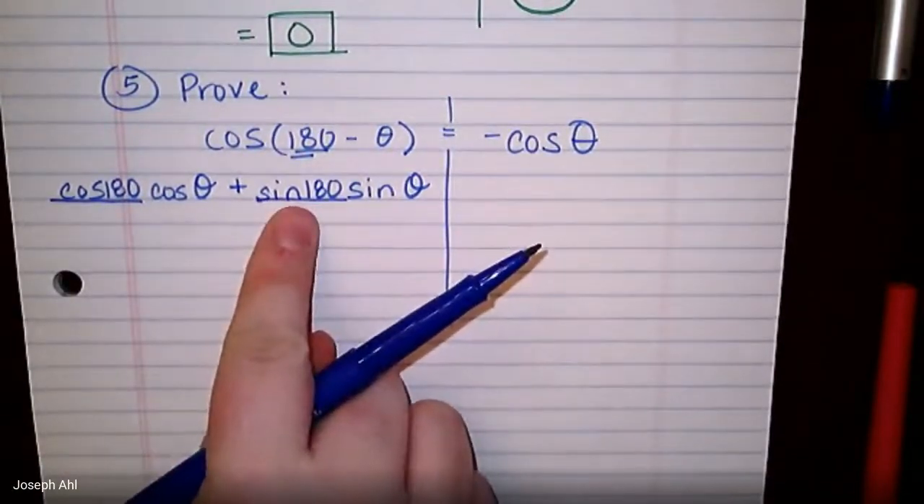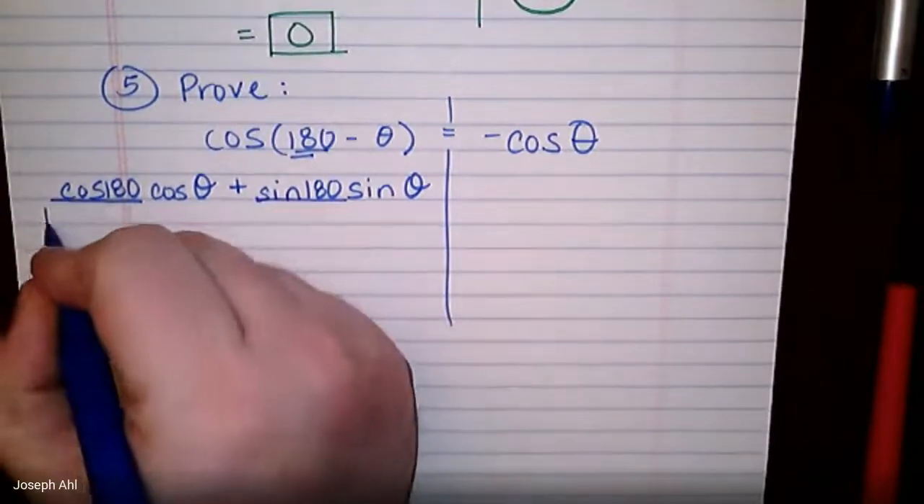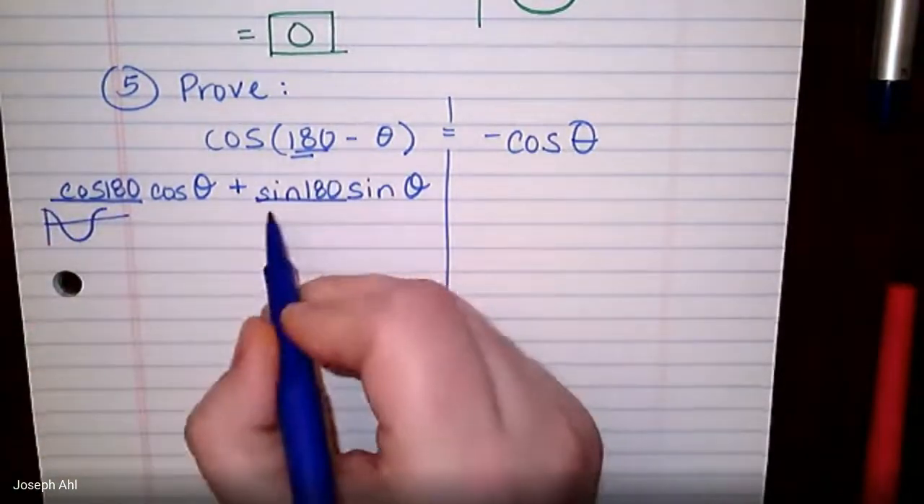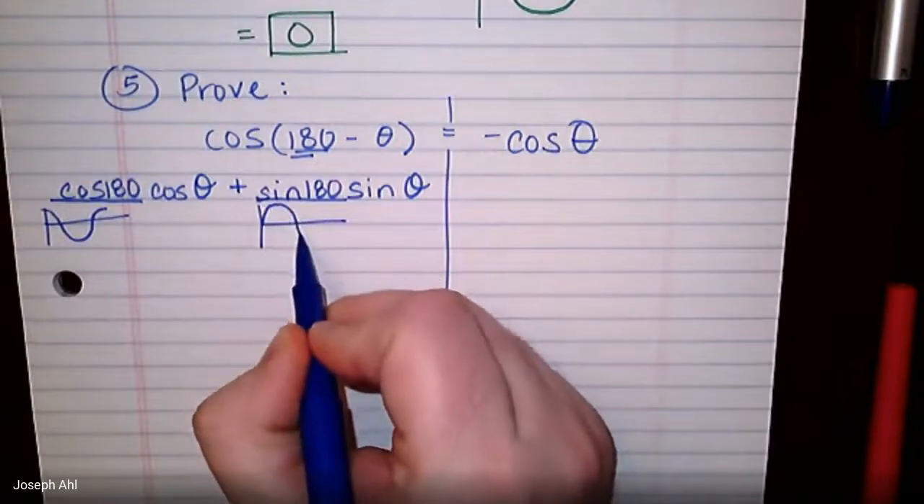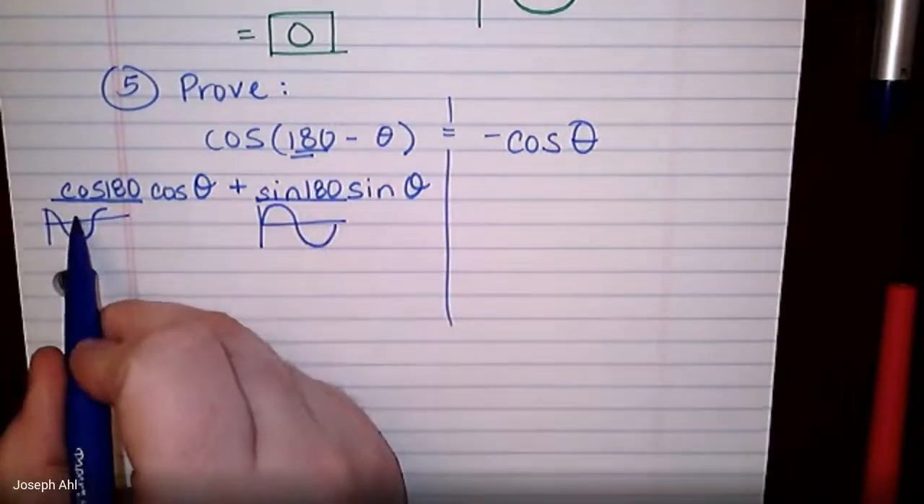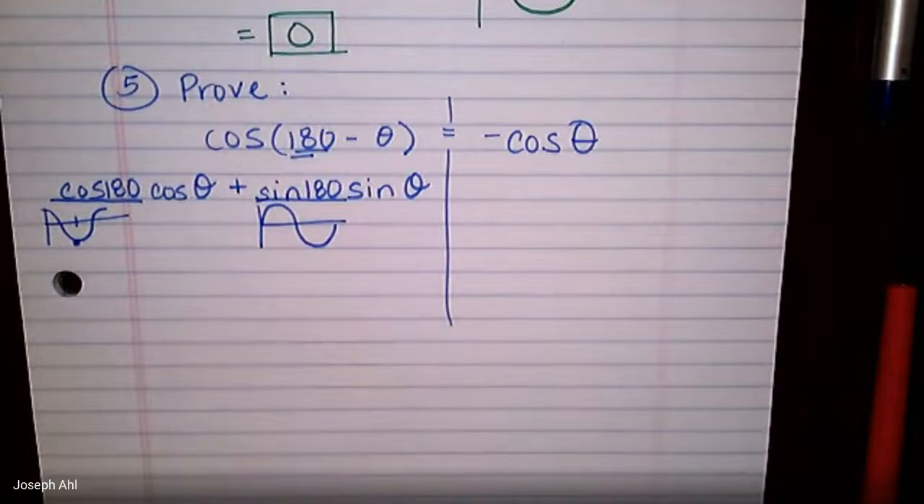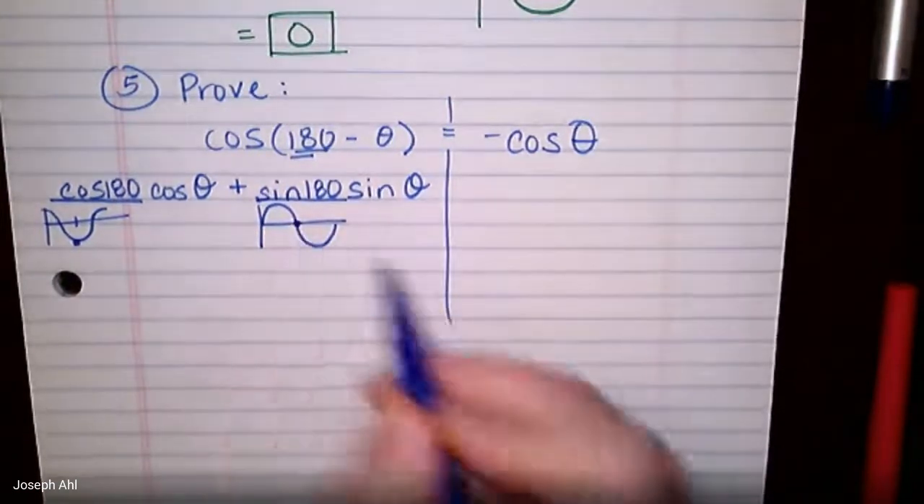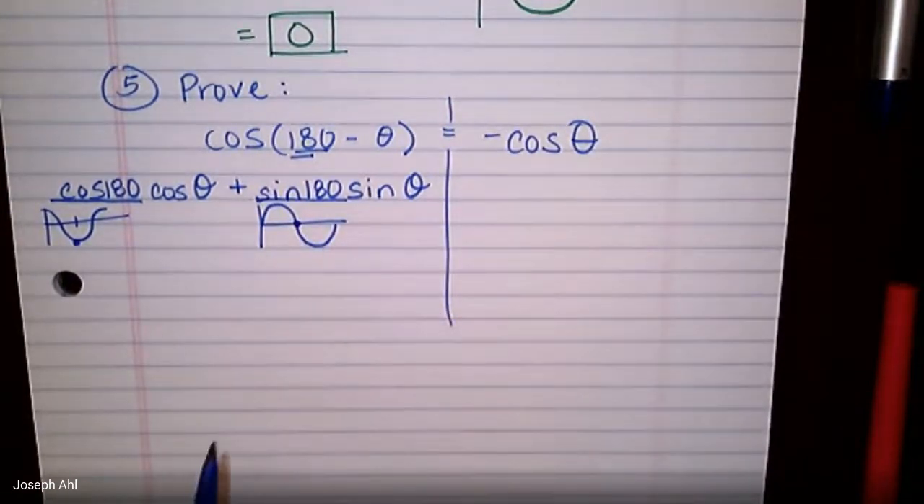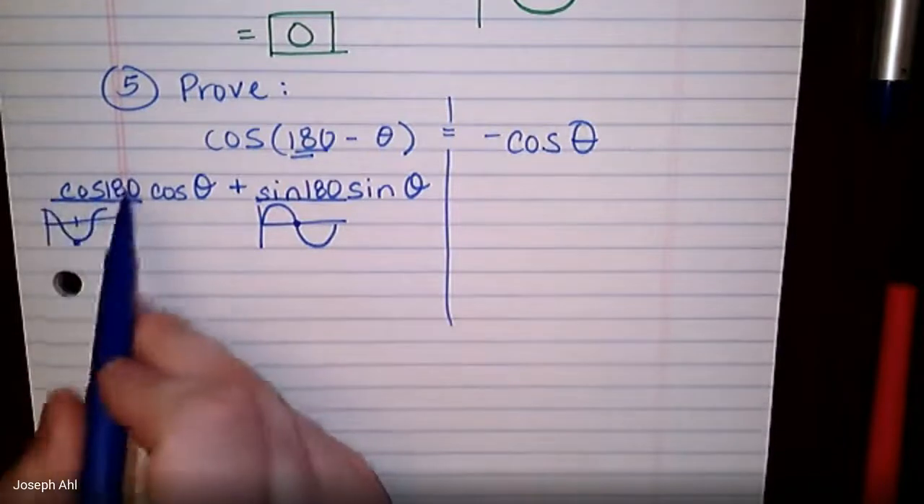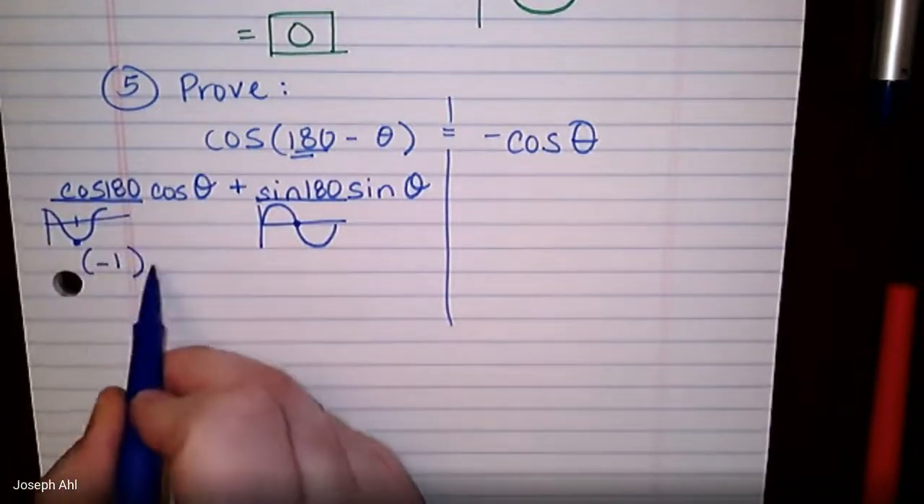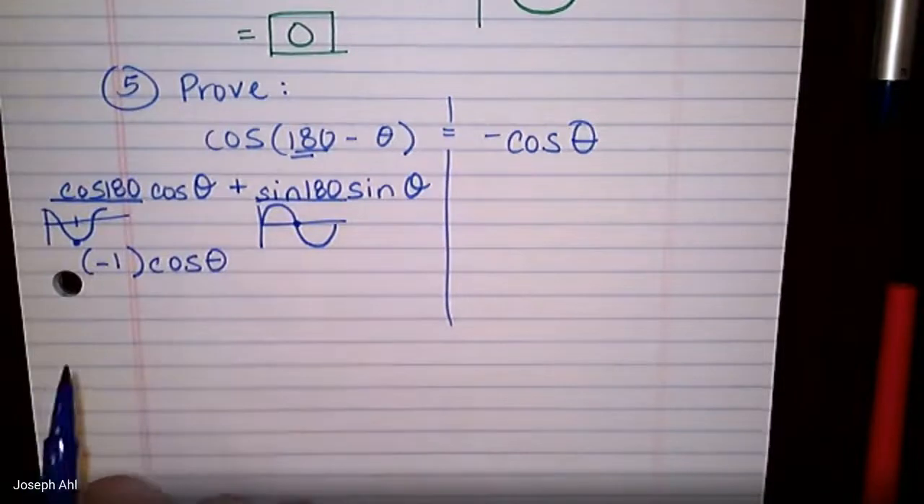Once you have that written out, the only two things you can simplify are the ones where you actually have a specific angle measure. We can replace cos 180. We can replace sine 180 with the values from their graphs. So 180 would correspond with this point on the graph for cos and this point on the graph of sine. So if I replace cos 180, what would I replace it with? Its value is -1 times cos theta.